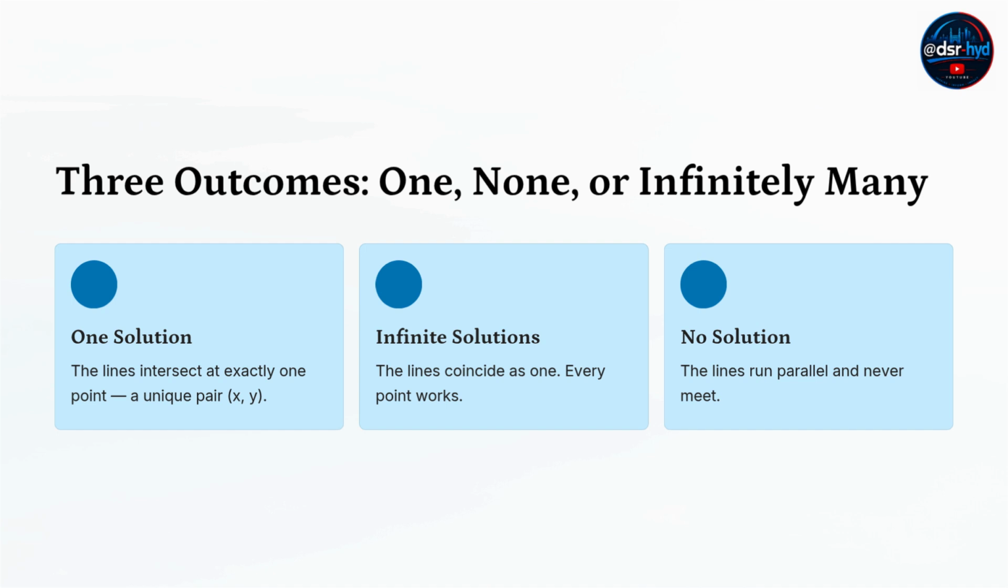Three possible outcomes. When two straight lines are drawn, three situations are possible. First, the lines intersect at one point. This means there is exactly one solution. Second, the two lines completely overlap. In this case, every point on the line satisfies both equations, giving infinitely many solutions. Third, the lines are parallel. Since parallel lines never meet, there is no solution.